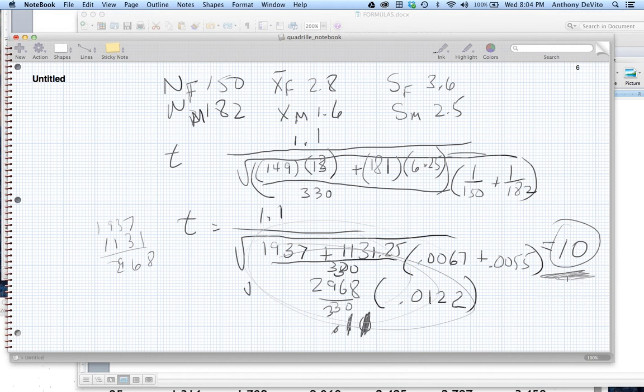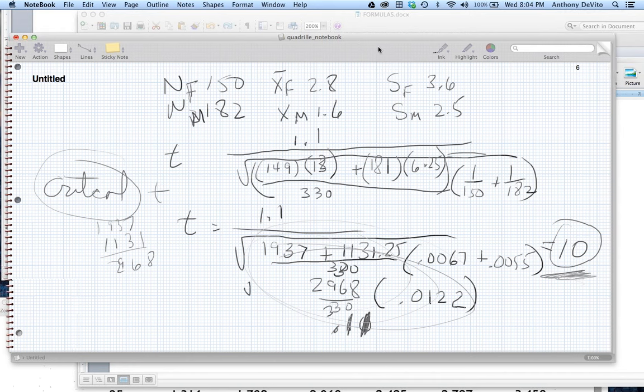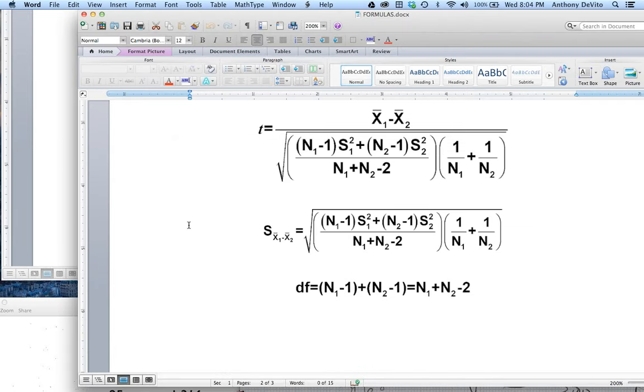So my t-score is very large. I know already I'm probably going to reject it. But what is my critical value of t here? Well, what is the critical value of t related to? It's related to the sample size. So if we're doing a problem that involves unequal standard deviations, how do we calculate the degrees of freedom? Well, it's n1 plus n2 minus 2.